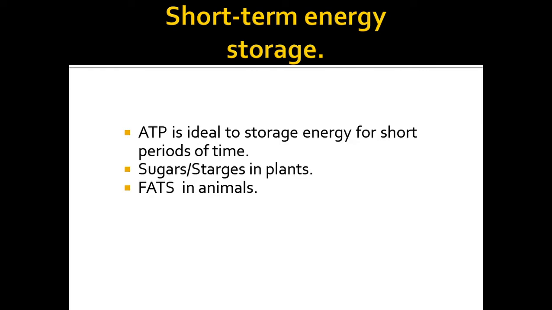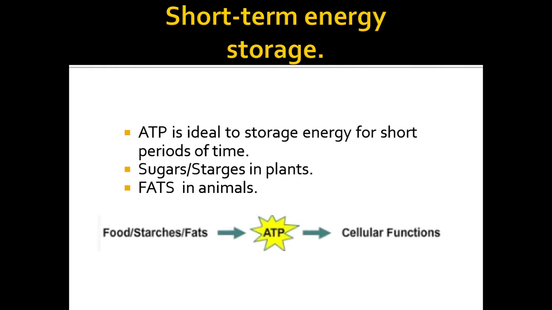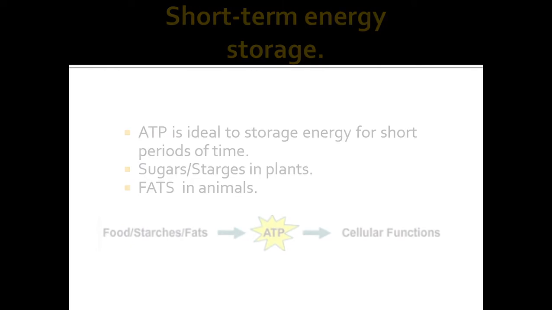That's probably why you have noticed that when you eat a lot, then your belly starts getting a little bit bigger. So it happens because your body is storing energy in the form of fats for later usage in your body. So just like it's here in the image, food starches and fats are translated as ATP. And ATP is basically energy that is used for cellular functions, all right?